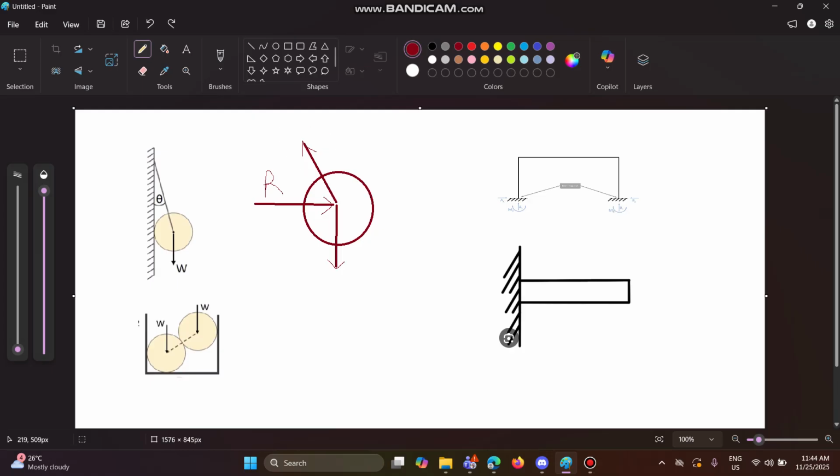Another example is this circle right here, downwards.